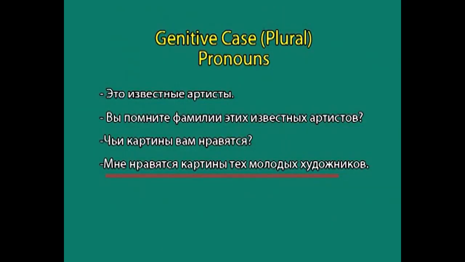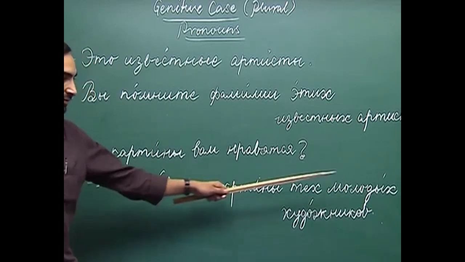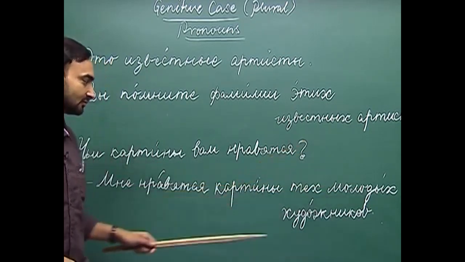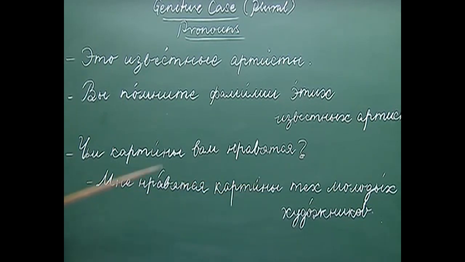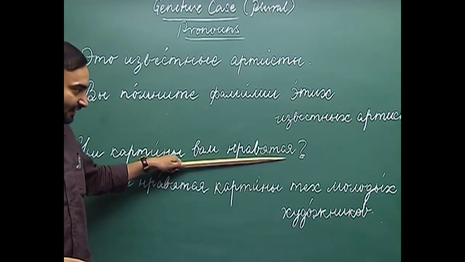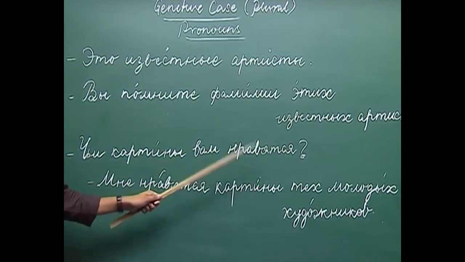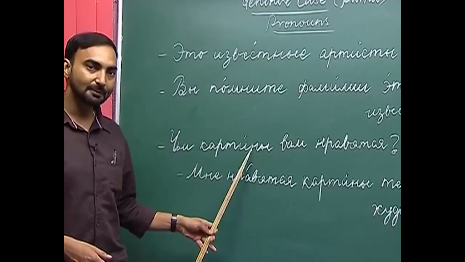Мне нравятся картины тех молодых художников. Художник is painter, молодой is young, картина is painting. So, whose paintings do you like? And нравятся here I have used. Why? Because картина is in the plural form.